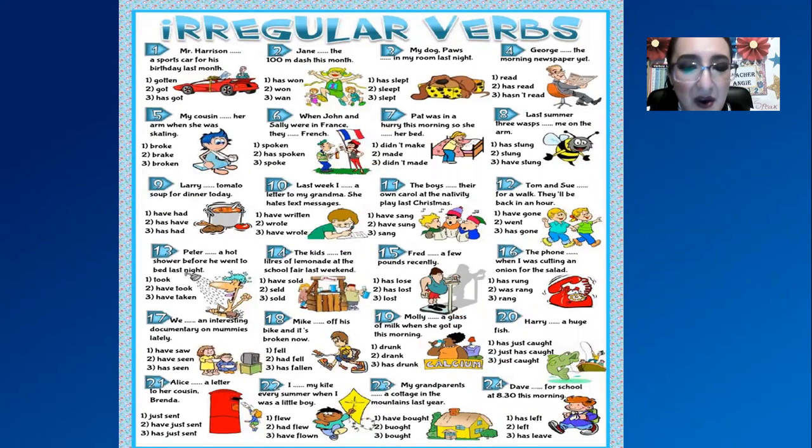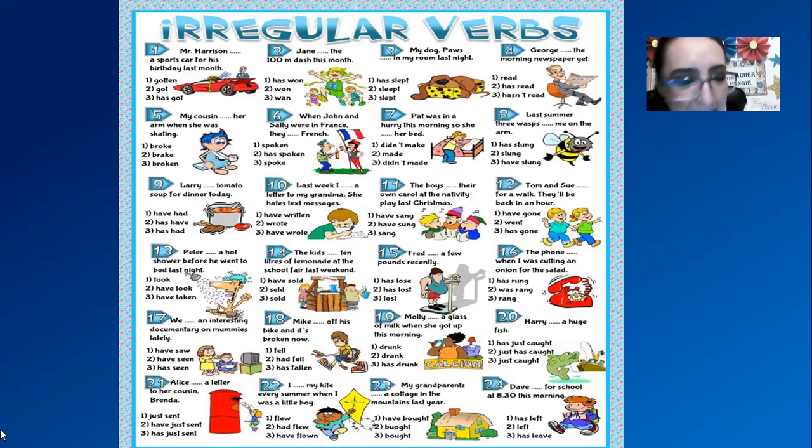And now I'm going to be giving you this exercise in order that we can be practicing our irregular verbs. For example, in number 1, Mr. Harrison, ¿quién sabe qué? A sports car for his birthday last month. Gotten, got, or has got? We are not going to be talking about past participle, just past, irregular verbs, just simple past.